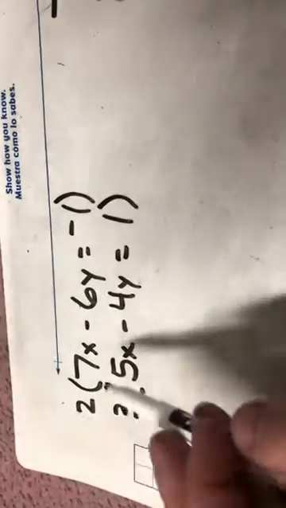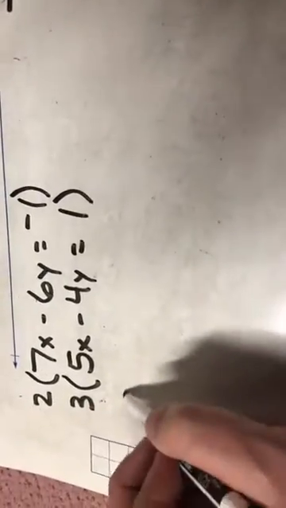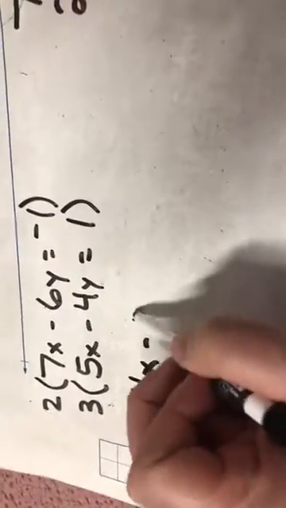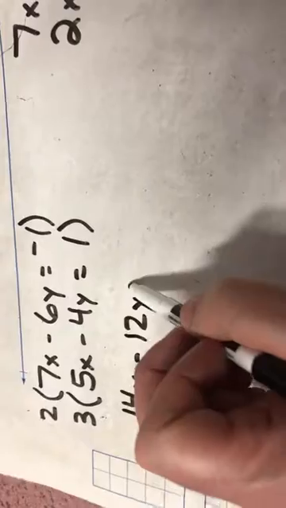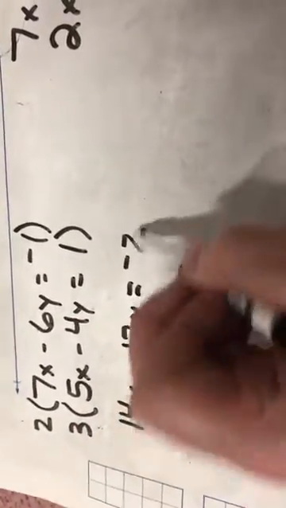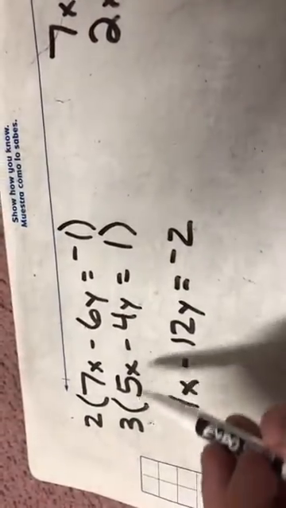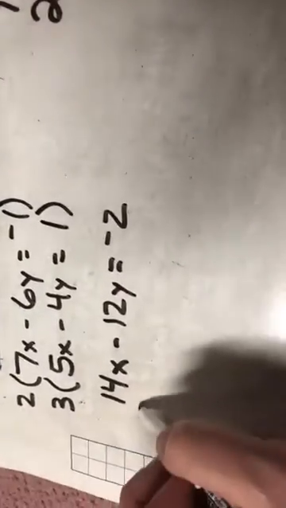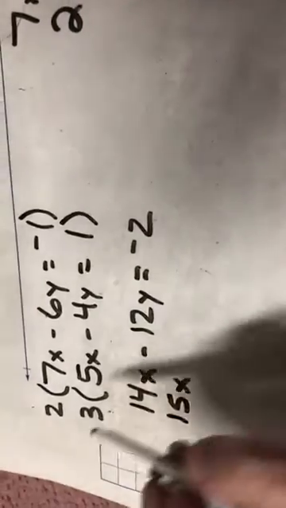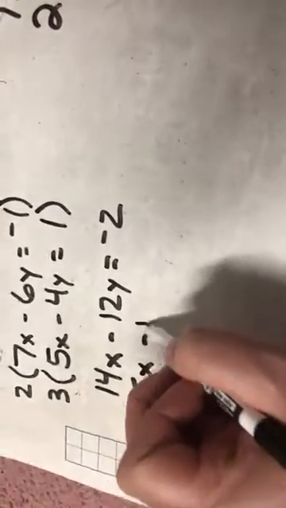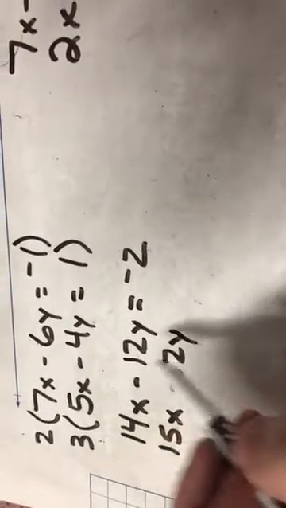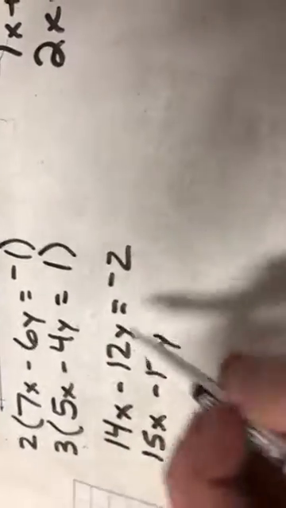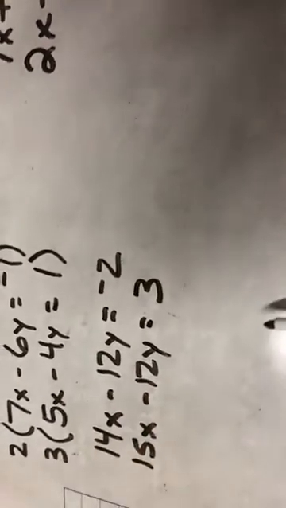All right? So now I'm saying, well, 2 times 7x is 14x. 2 times a negative 6y is a negative 12y. And then that's going to equal 2 times negative 1, which is negative 2. And then if I multiply this second equation by 3, 3 times 5x is 15x. 3 times a negative 4y is a negative 12y. And now you can see how it's going to work to eliminate, because we're going to be able to cancel that out. And then 3 times 1 is equal to 3.